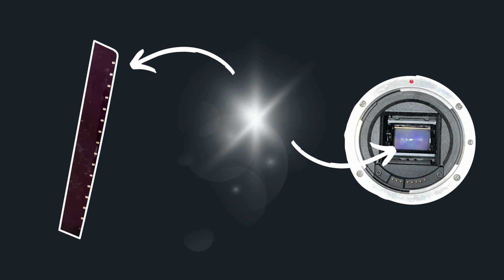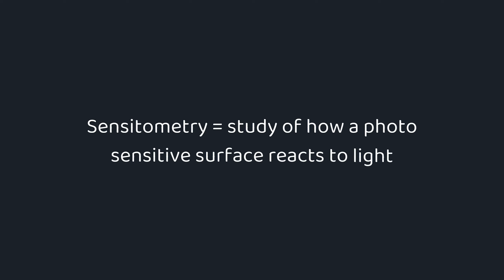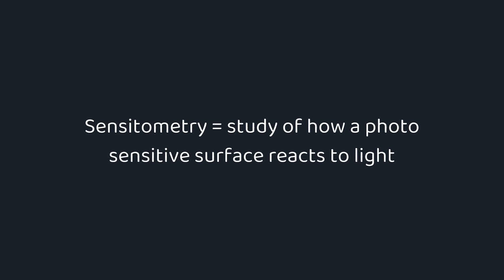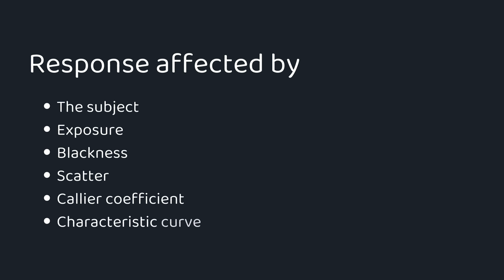Photographs are made by light hitting a photosensitive surface, such as film or pixels in a digital camera. Sensitometry is a study of the way the photosensitive surfaces react to light. This response can be affected by different factors, including the subject, exposure, blackness, scatter, Callier coefficient, and the characteristic curve.